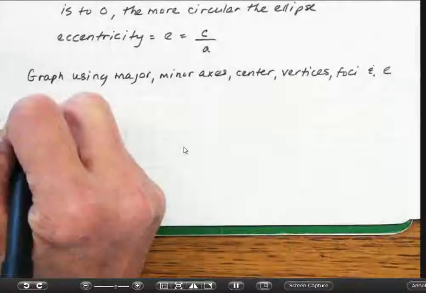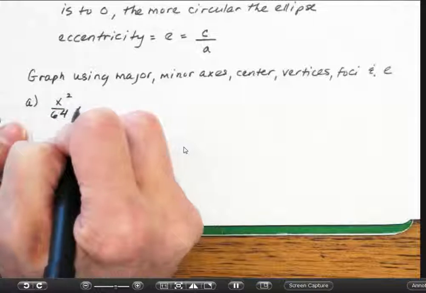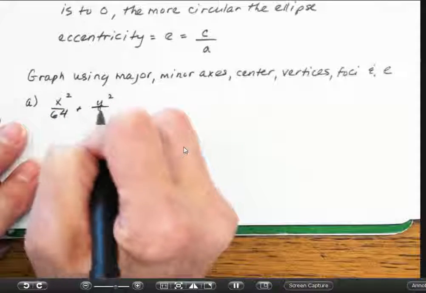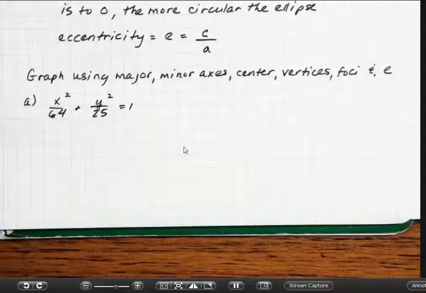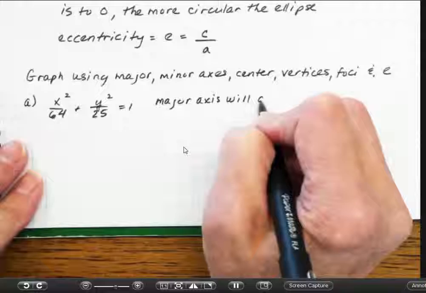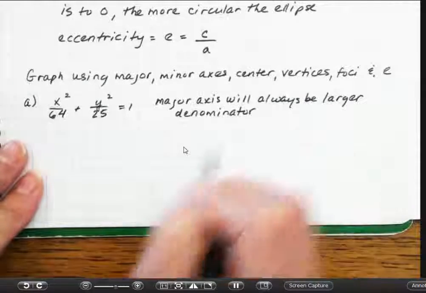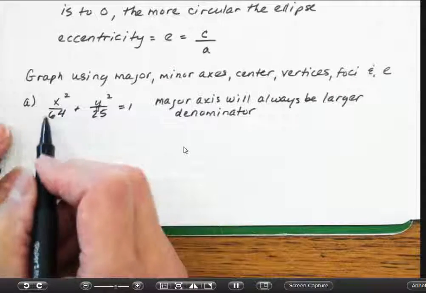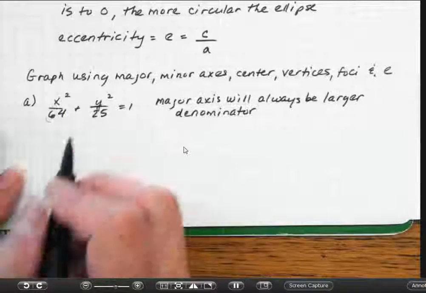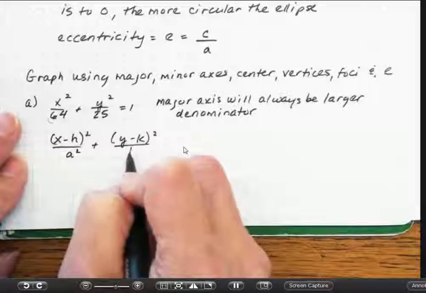So first example, we have x squared over 64 plus y squared over 25 equals 1. The major axis will always be under the larger denominator. So in this case, my larger denominator is 64. So if we look at the general form, this would be a squared. This would be our b squared.